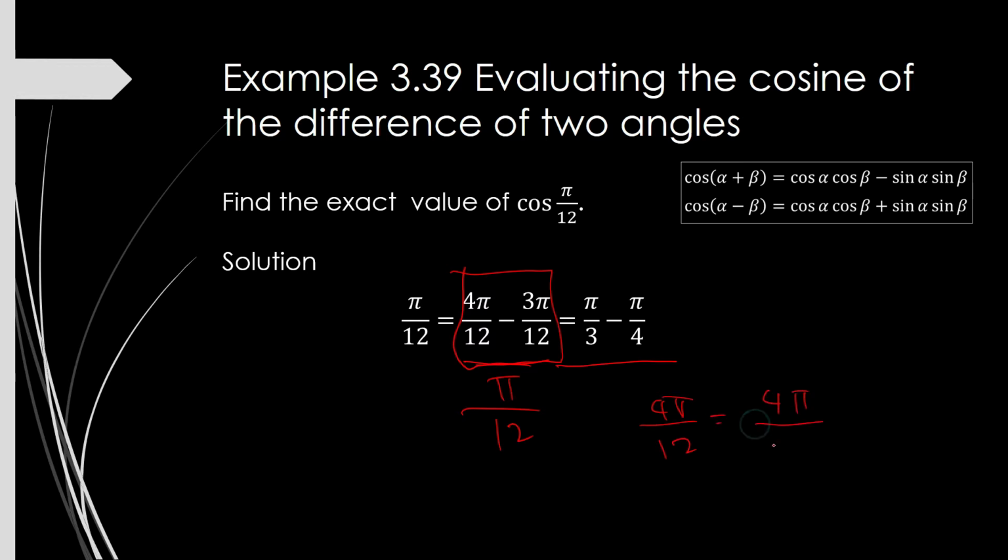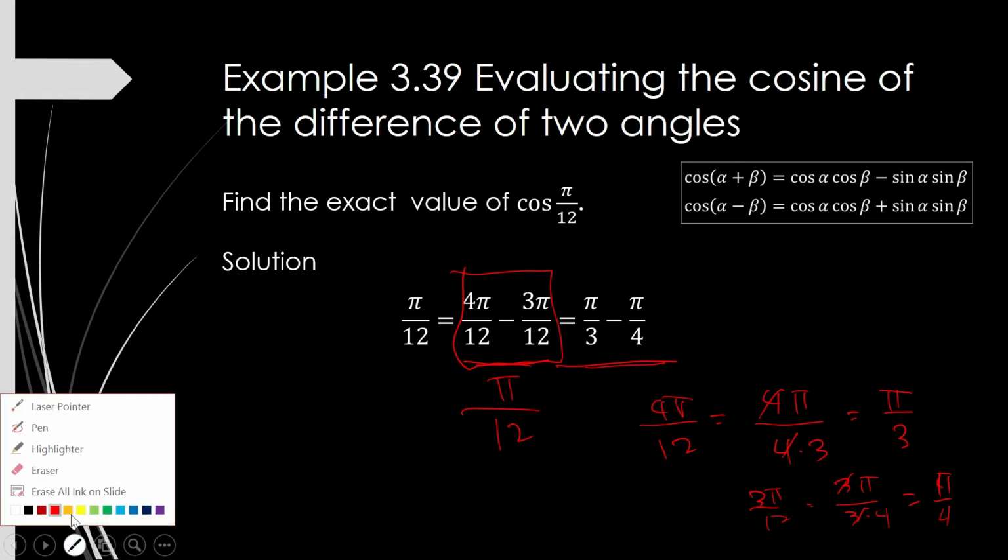Well, let us produce the factoring for 12. 4 divided by 4 is 1. So you are left with pi over 3. And then for 3 pi over 12, 3 pi divided by 3 times 4, 3 divided by 3 is 1. So this is just pi over 4. So pi over 12 is equal to pi over 3 minus pi over 4.